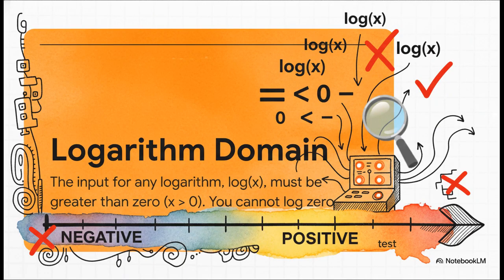And here it is. This is the unbreakable rule. It's the bedrock of our whole investigation. The thing inside the logarithm's parentheses, its argument, it has to be a positive number. Not zero, not negative, always positive. This rule right here, this is our lie detector test for every single potential solution we find.